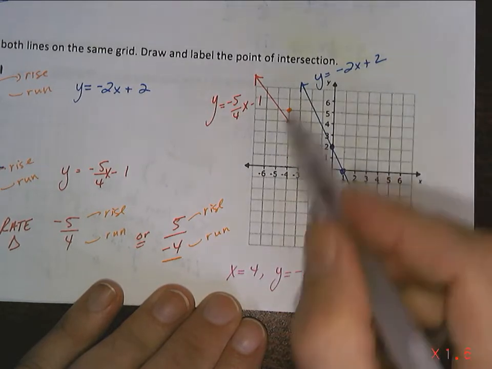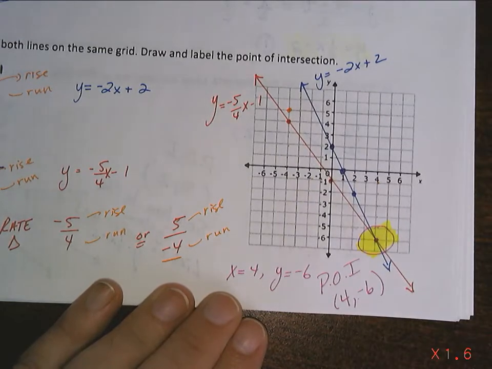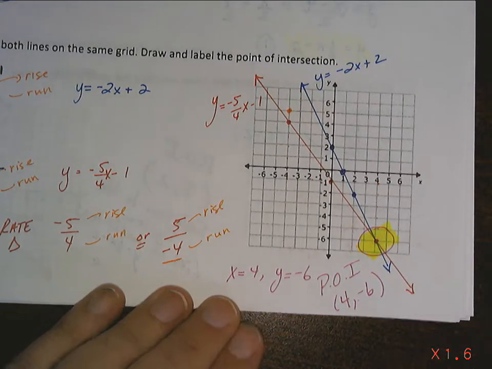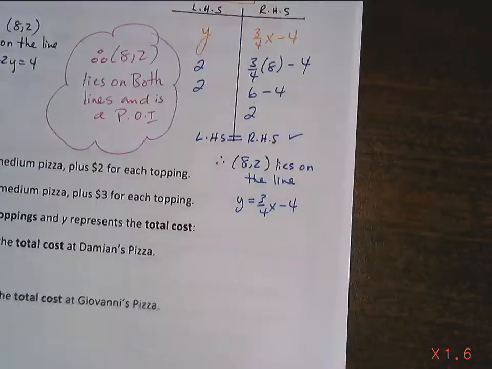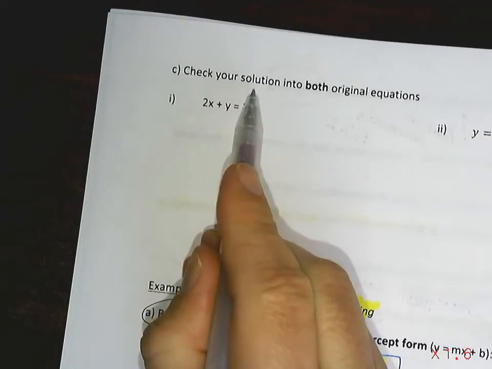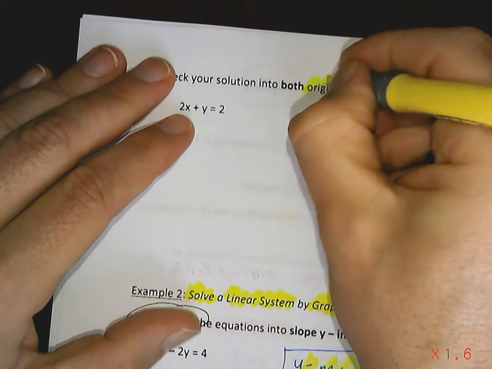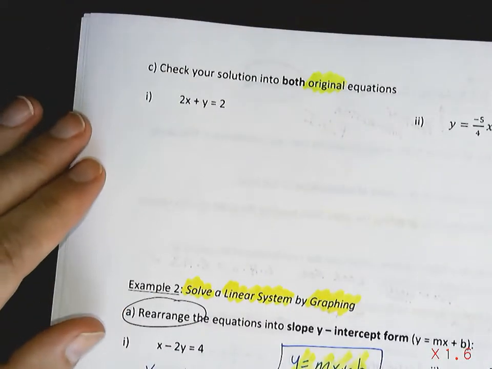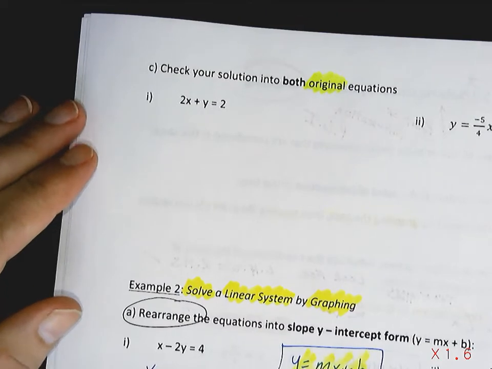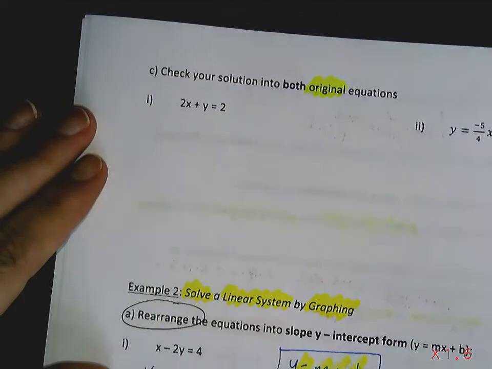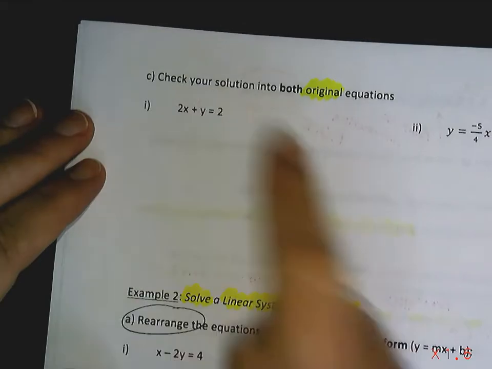So this is the answer. I'm not arguing that it's the answer. What we're doing now is checking if our answer is correct. So flip over, and it says, check your solution in both original equations. And it's important that we put it back into the original, because if we've made a mistake in rearranging it, it won't show up.